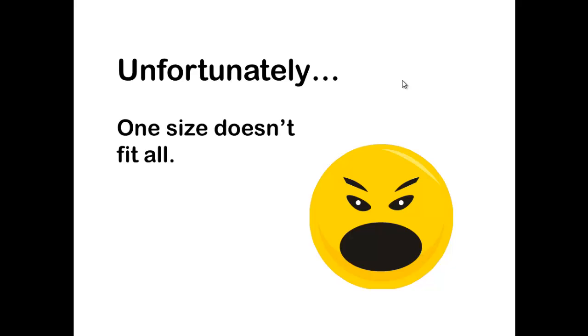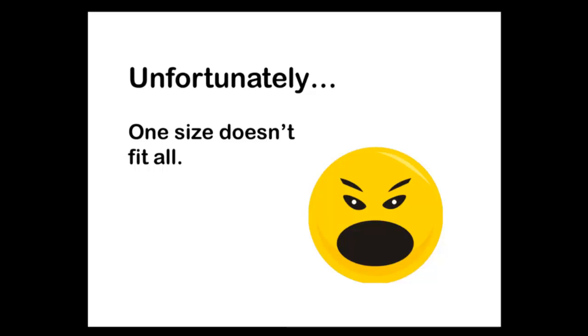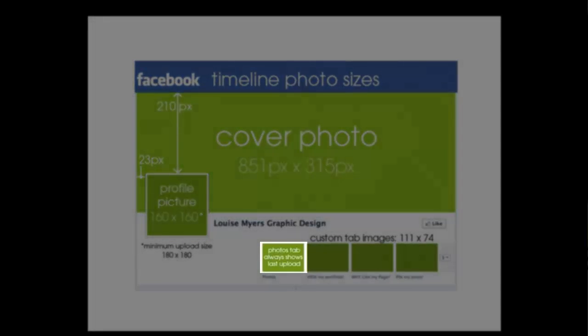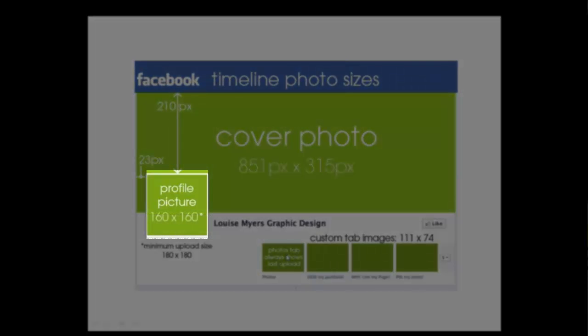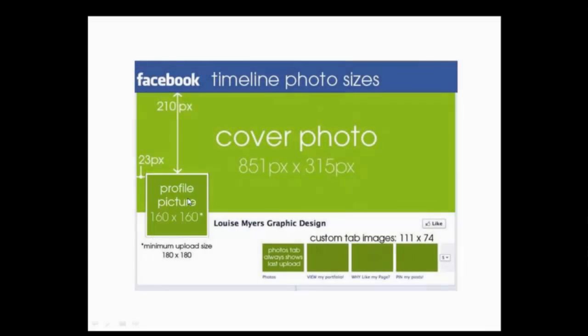So, one size doesn't fit all. What do we mean by that? Let's take a look. It's challenging because sometimes Facebook likes oblong photos, sometimes they like panorama photos, and sometimes they like perfect squares. So the goal for today is to figure out how to take one picture and make it look good in all those places.